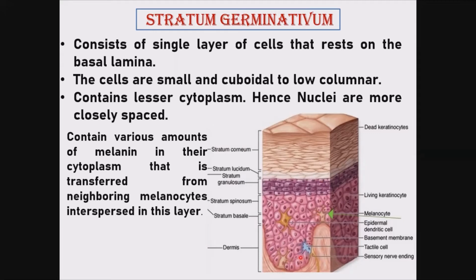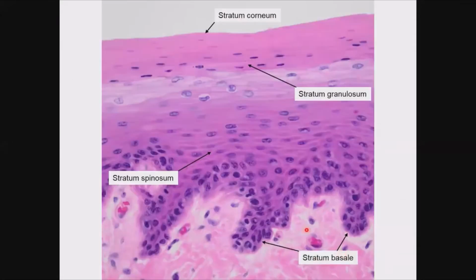And in between these, we have other types of cells, like this type of cell where the processes are going upwards. This is actually the melanocyte, and the melanin gets transferred from the melanocytes to the adjacent cells, and that's why they contain various amounts of melanin in their cytoplasm. It is transferred from melanocytes interspersed in this basal layer, stratum basale or stratum germinativum.